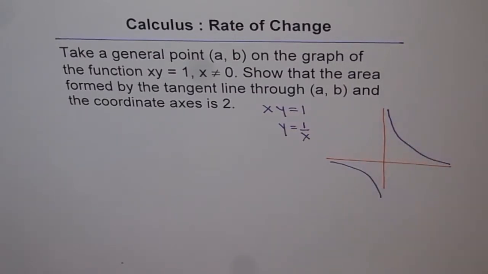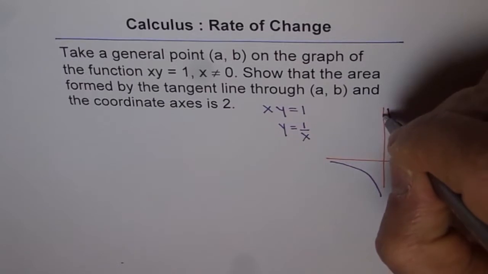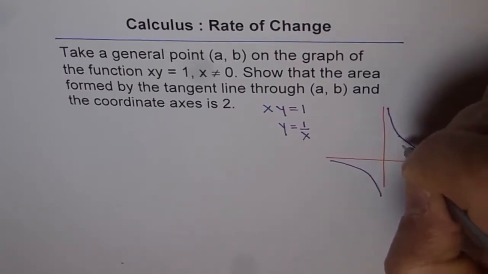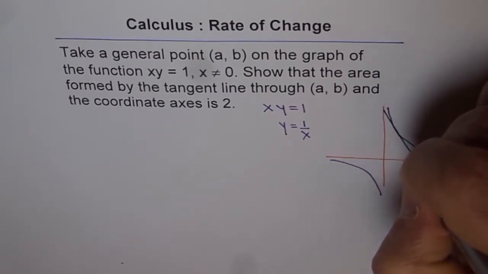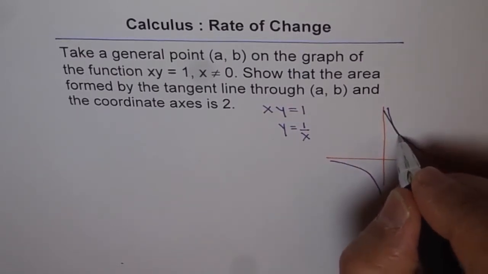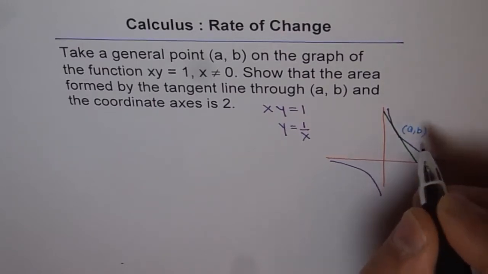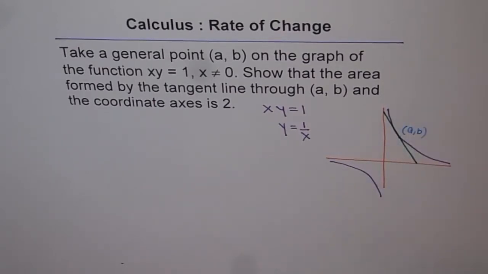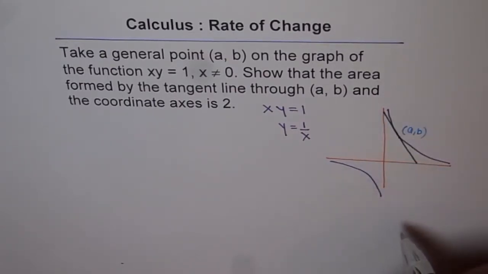Show that the area formed by the tangent line through (a, b) and the coordinate axes is 2. That means if we draw a tangent line through the point (a, b), let me draw a tangent line first. Let's say that's my point (a, b). I'm going to sketch a tangent line here like this. This is my tangent line through the point (a, b). This tangent line crosses the x and y axes at these 2 points.